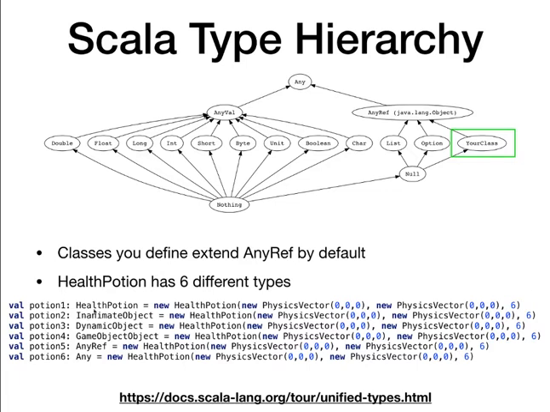One of the examples we saw last time was this health potion. Health potion actually has 6 different Scala types, and it is all 6 of these types simultaneously. The health potion is a health potion. It is an inanimate object. It is a dynamic object. It is a game object. Oh man, I still have a typo on the slide. Can't get this one right. It is an AnyRef and it is an Any. It's every single one of these types. So an object of type health potion can be stored in a variable of any one of these 6 types.